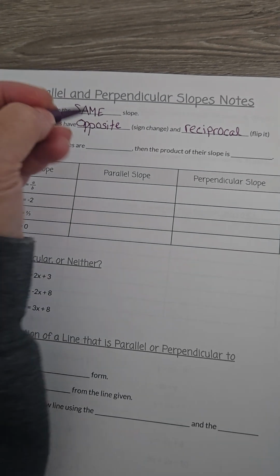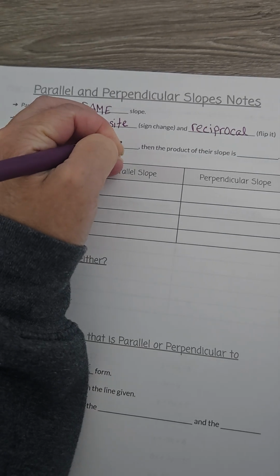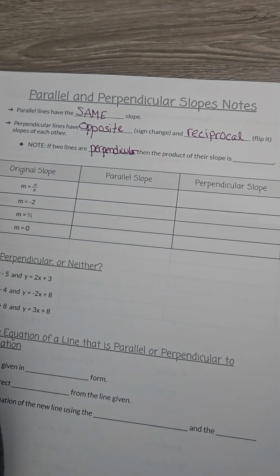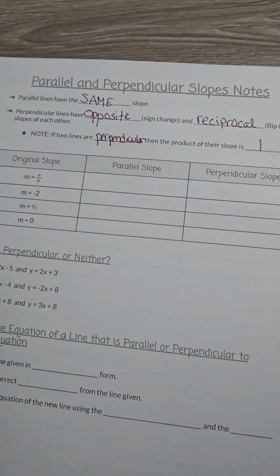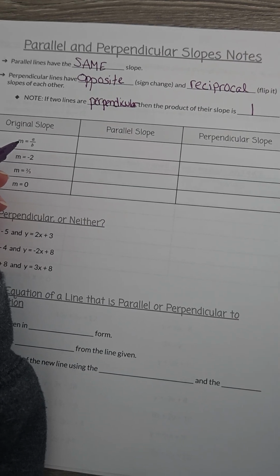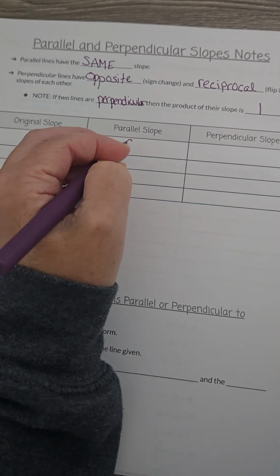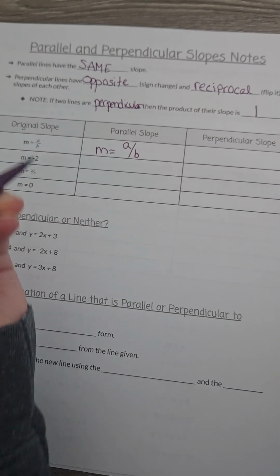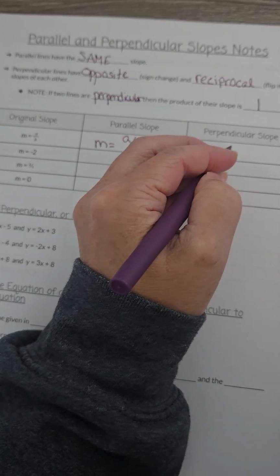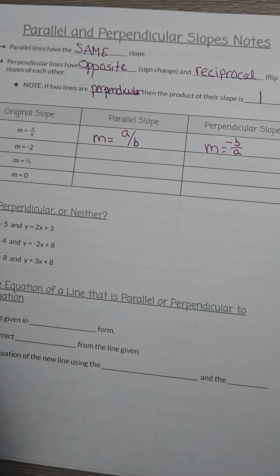So now, if two lines are perpendicular, then the product of their slopes is negative 1. All right, so when we're looking at this, we have the slope is A over B. The parallel would be the exact same, so my slope would be A over B. My perpendicular would be, I would flip these two around, so it would be B over A and then make it negative.